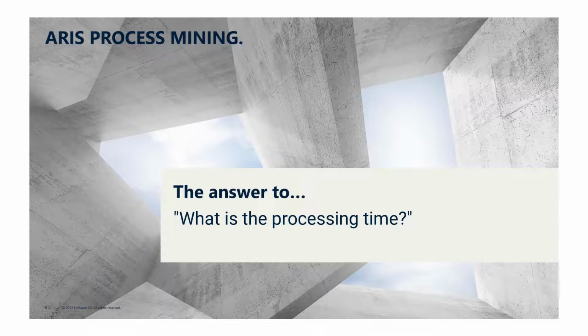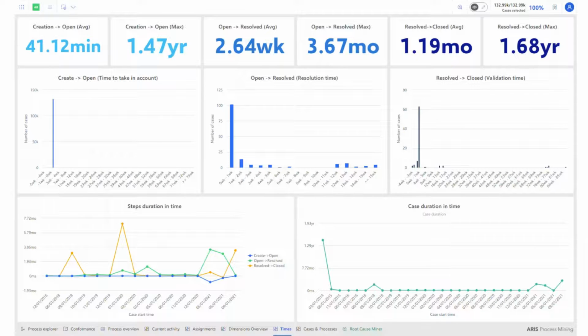And now, what is a processing time? The ticket management process is very milestone-based, and it is easy to look at the time taken to move from one activity to another, like here, for example, from creation to open with the average or maximum value, open to resolved, resolved to closed, and to have also the number of cases according to the value of this time. You can also have a distribution over time of the different steps. And here, the case duration.